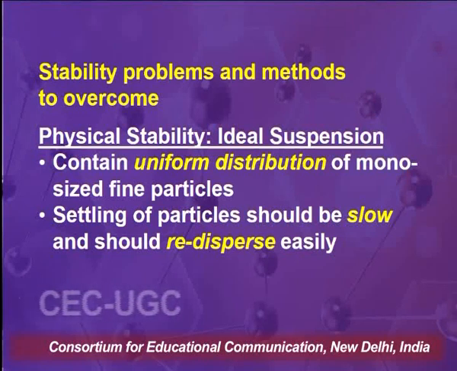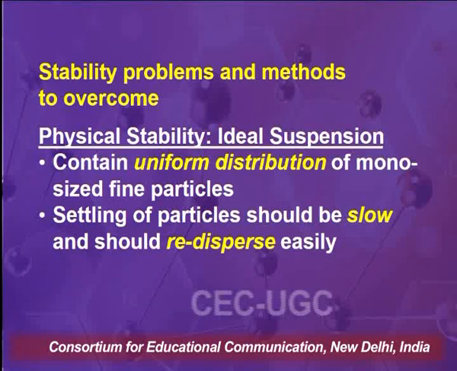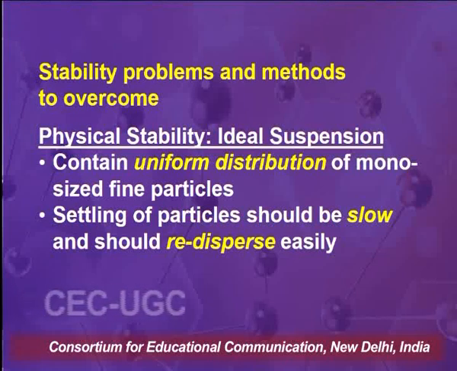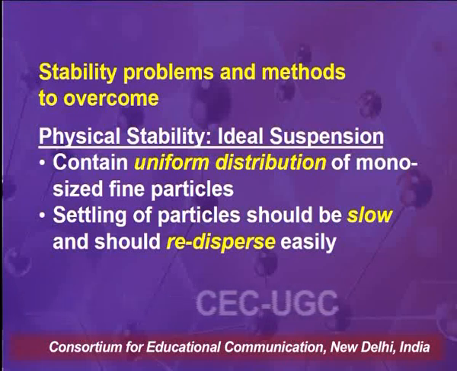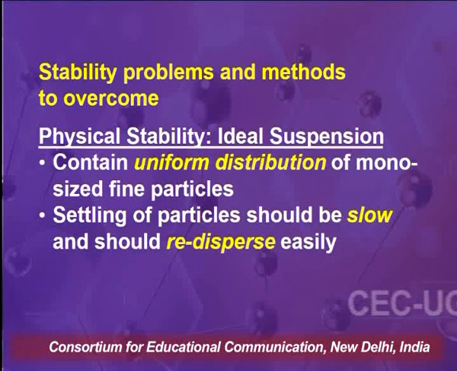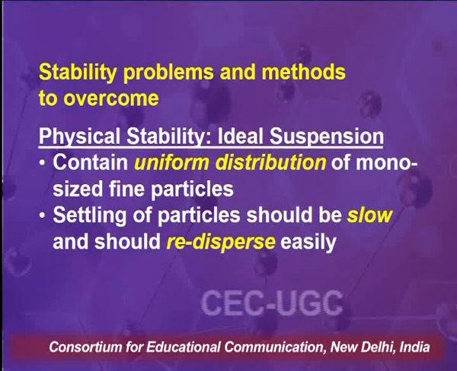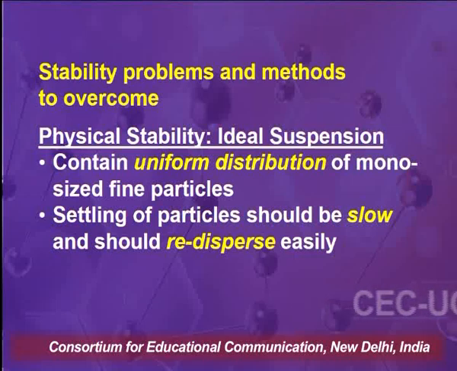The second characteristic of an ideal suspension is that settling of particles should be slow and it should redisperse easily. So though the particle is dispersed, it is not in a clear solution. The settling of such particles should be a very gradual phenomenon, and even if it is settling, the settling will help in forming aggregates, and this network should be an open type. That is to say, on gentle shaking, the system should go back into its uniform state of redistribution, and this transition should be easy.